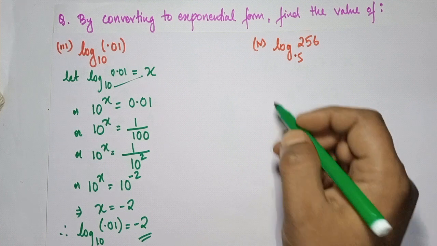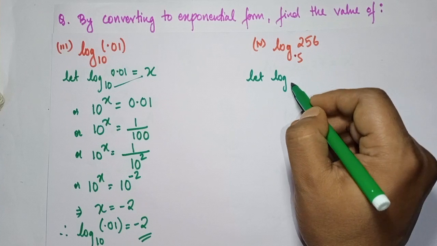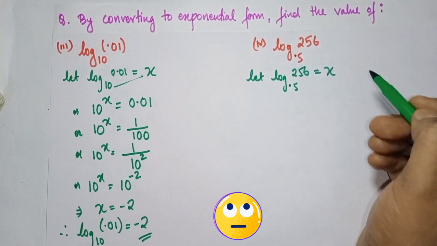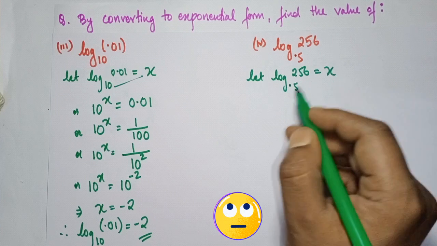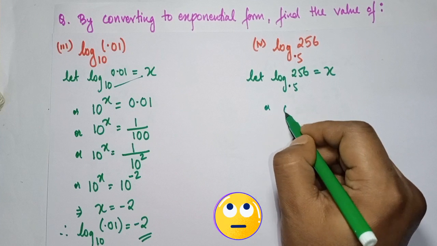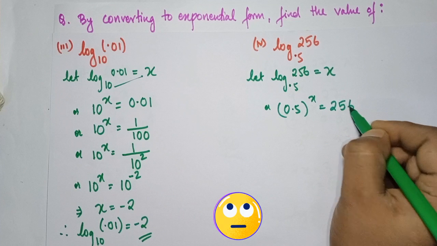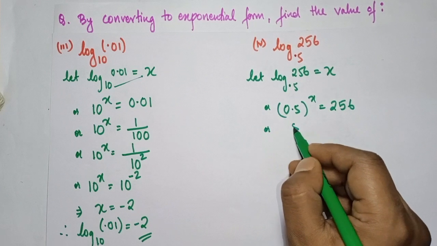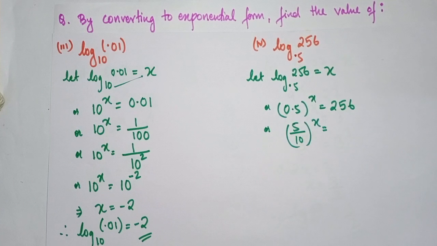So what we can do similarly here, obviously we have to take let log base 0.5 of 256 equals x. So as you know the rule, exponent, so this upon this. This implies that 0.5 to the power x equals 256. Or what can I do? Can I write 0.5 like this? 5 upon 10, all to the power x equals 256.